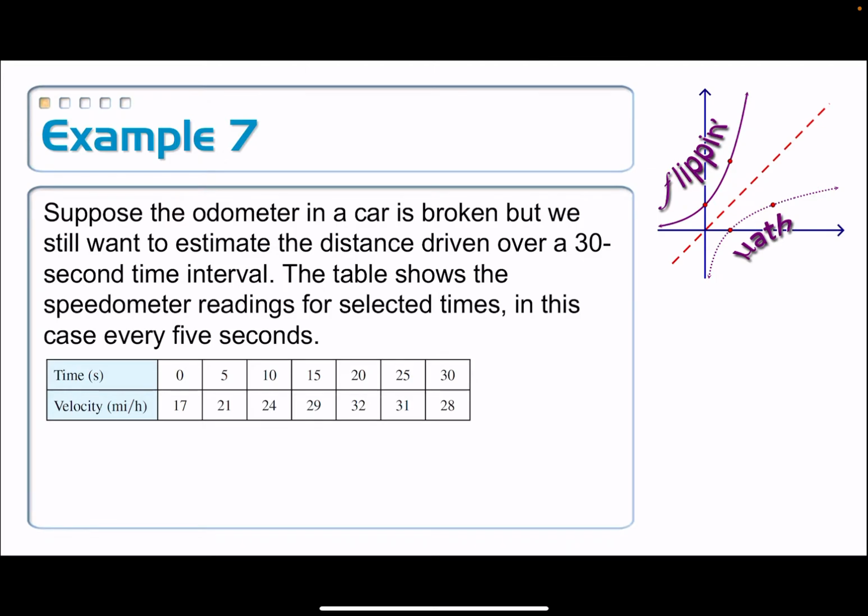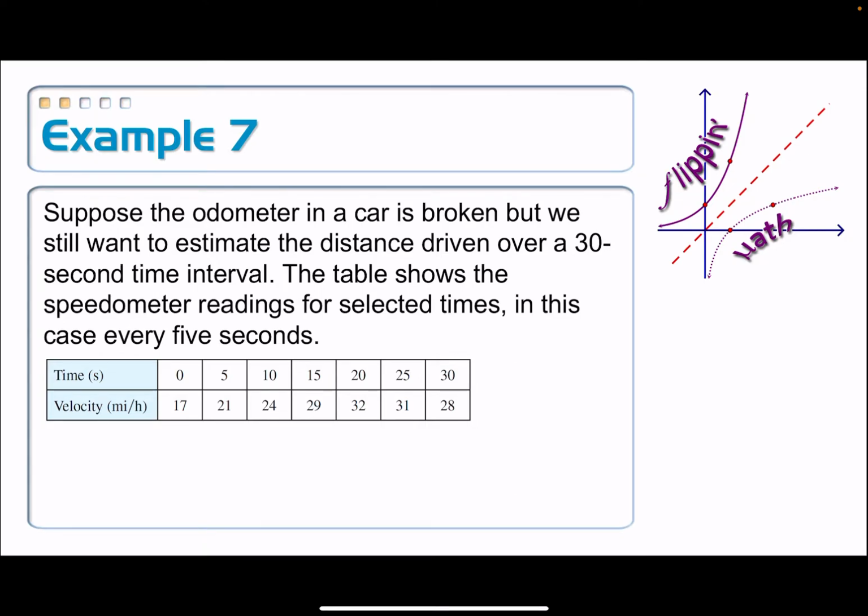Okay, example 7: suppose the odometer in a car is broken. Remember, if you don't know, an odometer just measures how far you've traveled. It's usually the little numbers that are right down below on the speedometer. It's broken, but we still want to estimate the distance driven over a 30-second time interval. The table shows the speedometer readings for selected times, in this case, every 5 seconds.